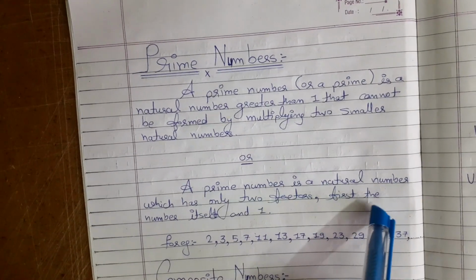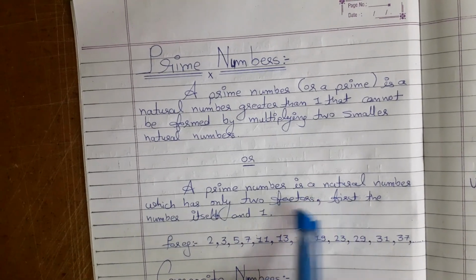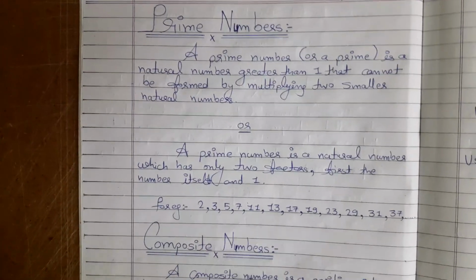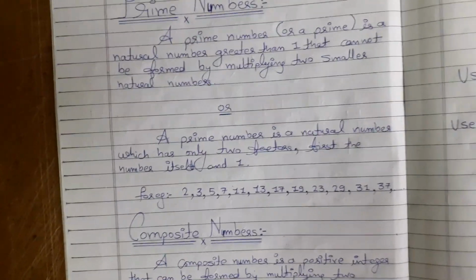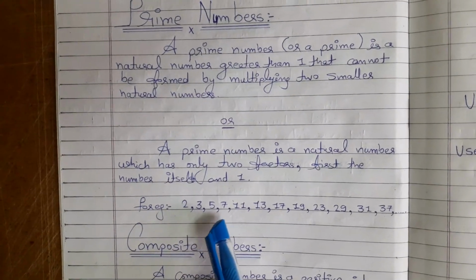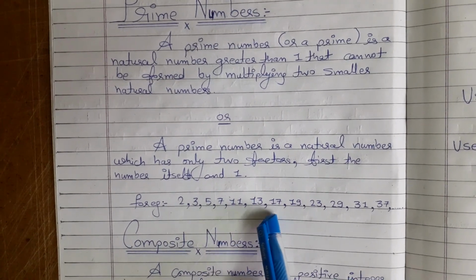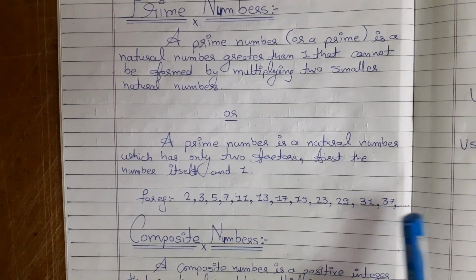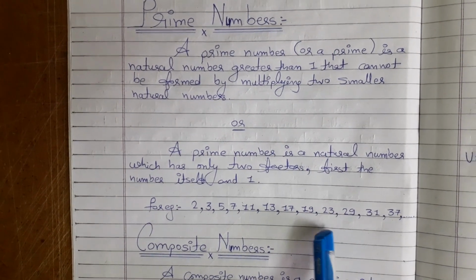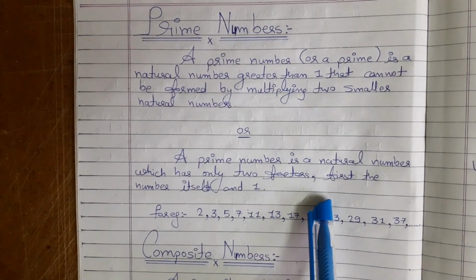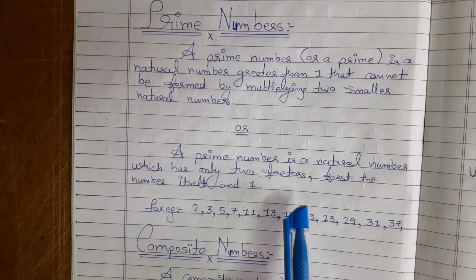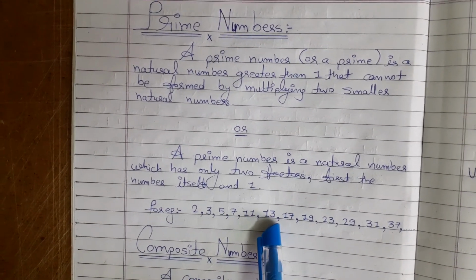A prime number is a natural number which has only two factors: first, the number itself, and second, 1. For example, a series of prime numbers is 2, 3, 5, 7, 11, 13, 17, 19, 23, 29, 31, 37 and so on. The main thing to understand is that prime numbers have only two factors. No three factors are possible for prime numbers.